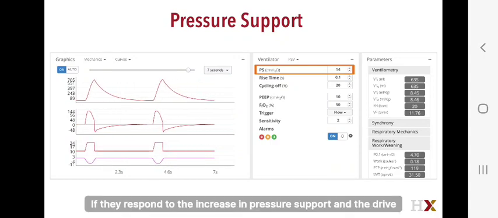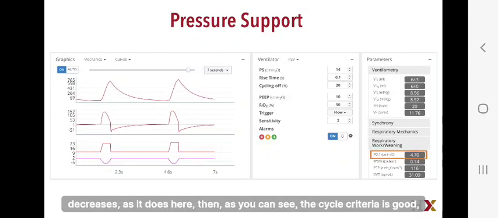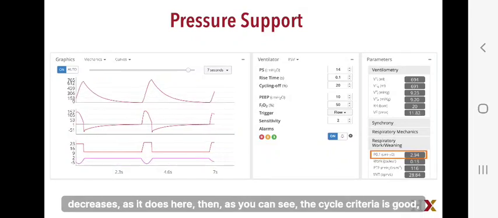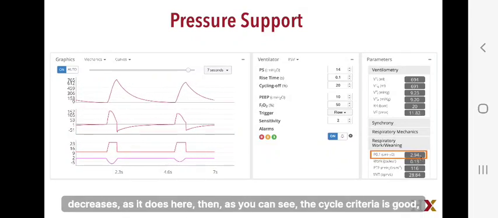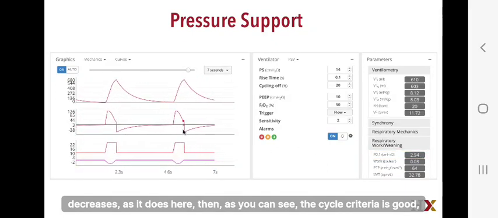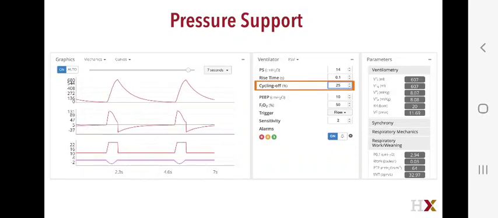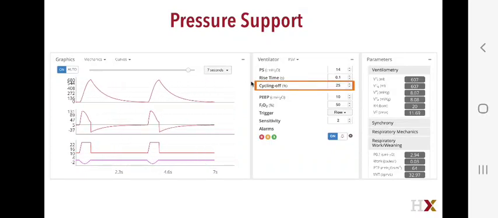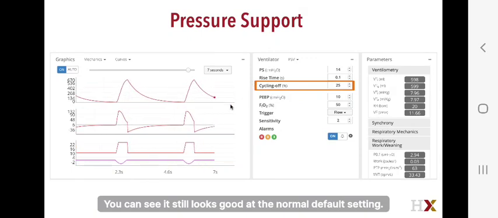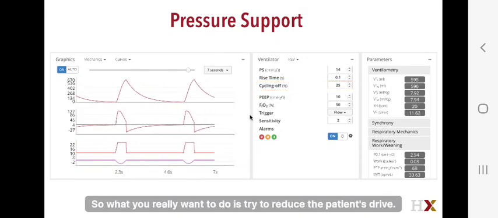If they respond to the increase in pressure support and the drive decreases, as it does here, then as you can see, the cycle criteria is good, and let's increase it back to 25 as well. You can see it still looks good at the normal default setting. So what you really want to do is try to reduce the patient's drive.